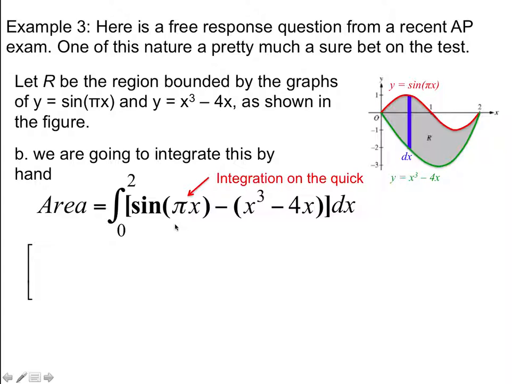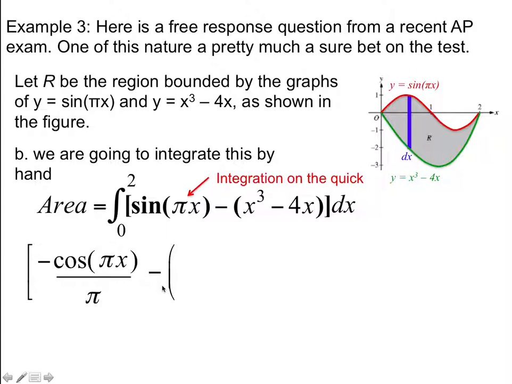So integrating this on the quick, the antiderivative of sine is minus cosine, and then we put the pi x there, and then we have to divide by the derivative. And the derivative of pi x is pi. So that's the integration on the quick. You can also do your steps for a u sub here if you want. You'll get the same answer.